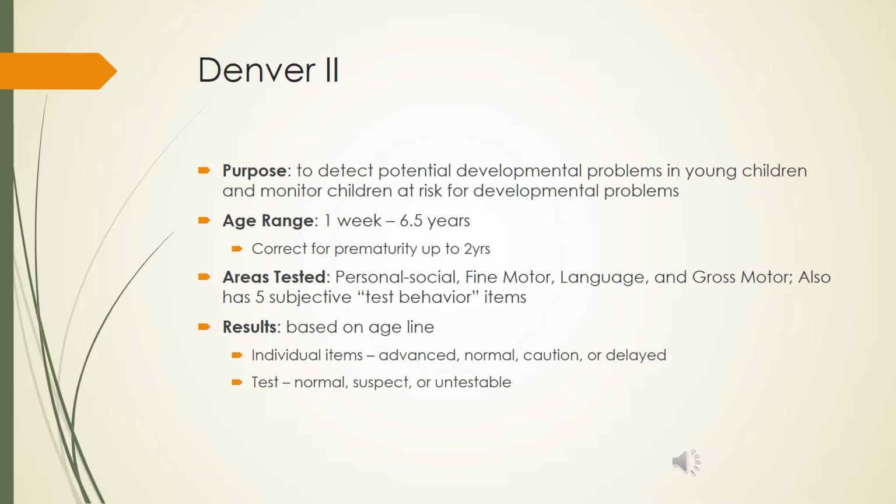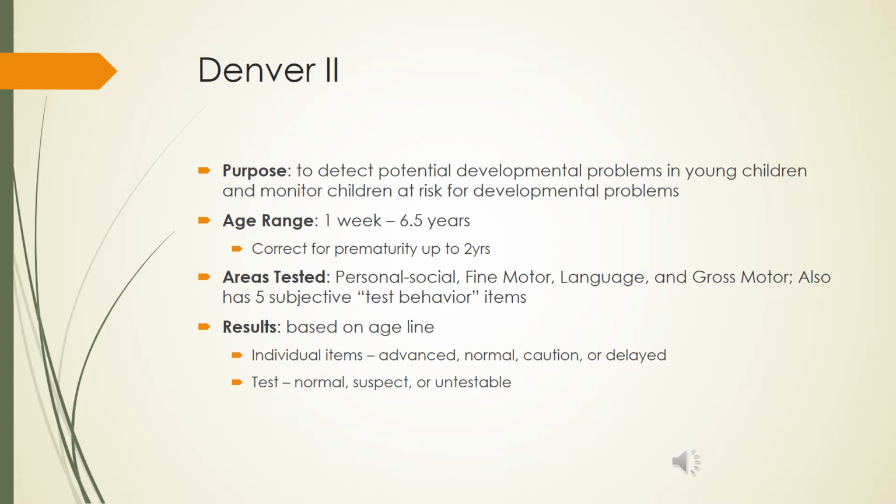It tests the areas of personal, social, fine motor, language, and gross motor, and it has 5 subjective test behavior items so that you can say this child was very participatory and followed directions, or they just refused everything, or they were having a hard time and crying the entire time. So it gives you a little bit of a subjective way to quantify their participation based on how they acted during the test.